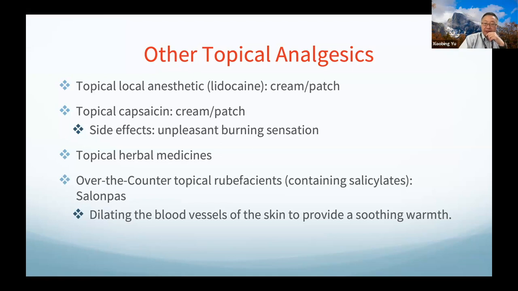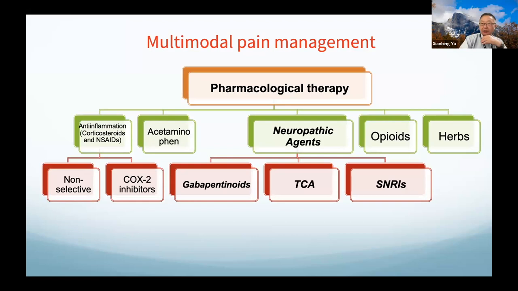Other things I'm going to focus on next is about neuropathic agents. I think when we did the study, we talked to a lot of patients. Actually, quite a few patients already tried neuropathic agents, such as gabapentinoids, TCA, and SNRI. TCA, tricyclic, is a very old antidepressant, and we realized that a lower dose can be used to treat neuropathic pain as well. And serotonin and norepinephrine reuptake inhibitors also have been used to treat a lot of the neuropathic conditions. Notably, it is a first-line treatment for neuropathic pain, if you remember my first slide.